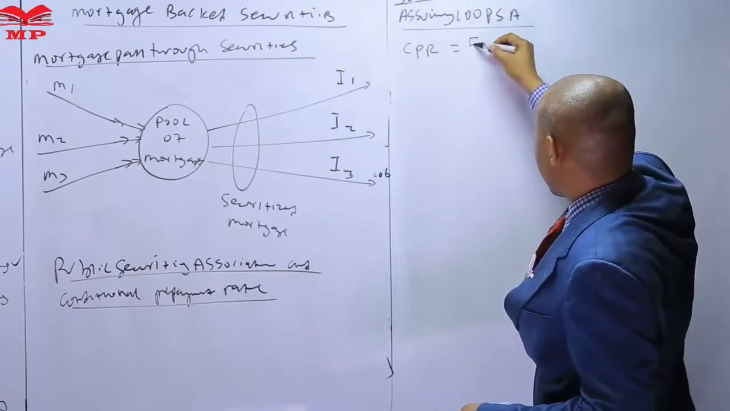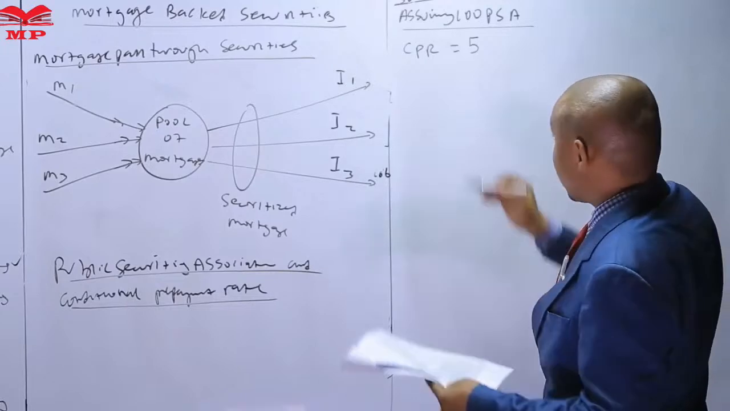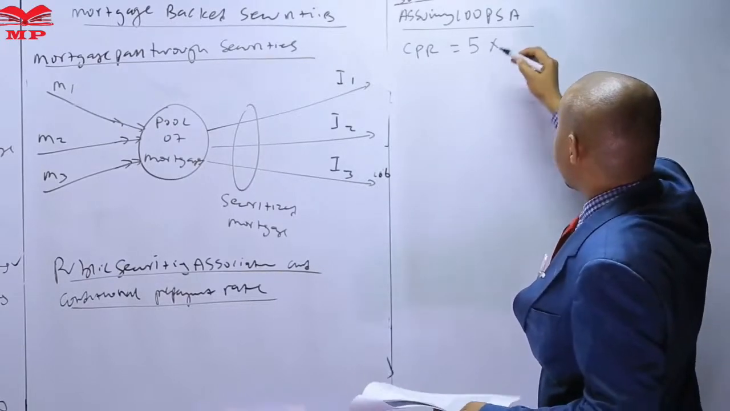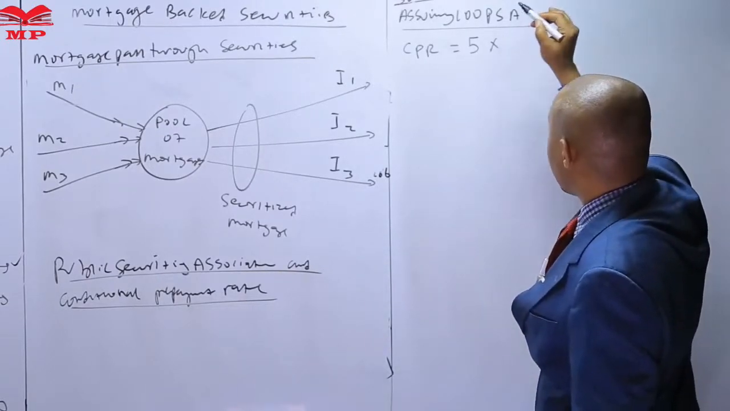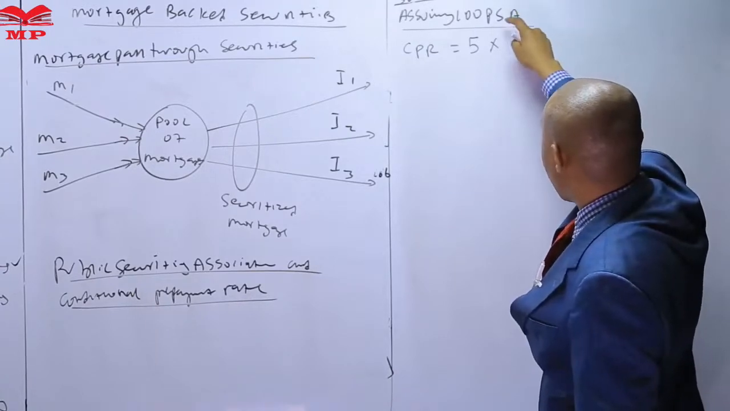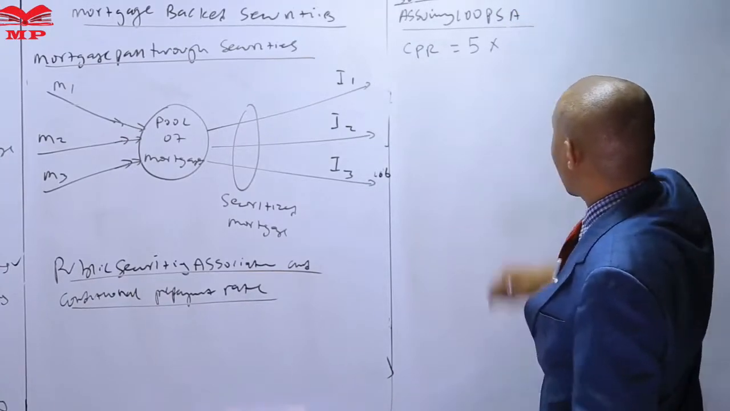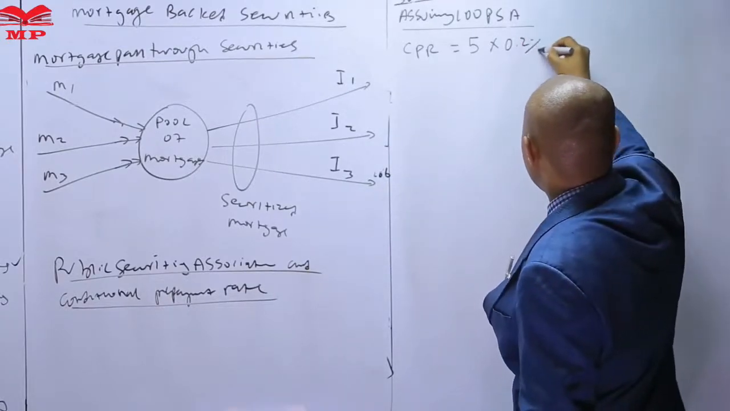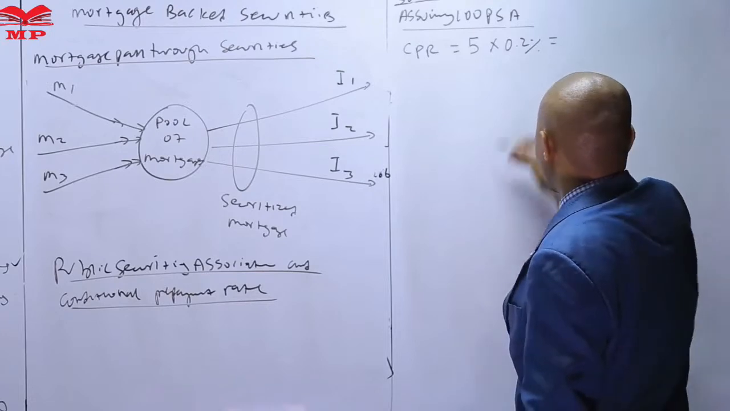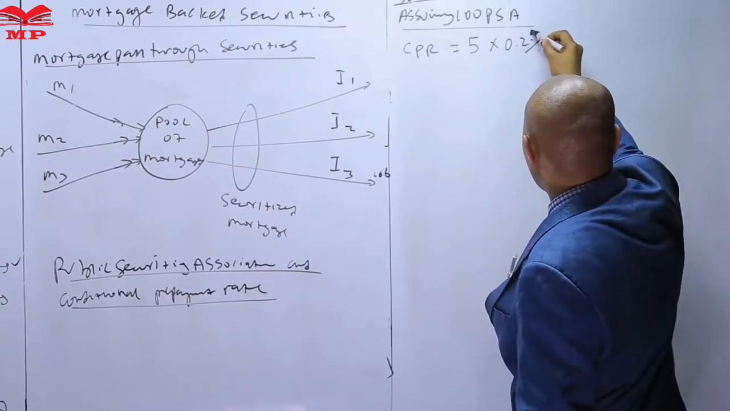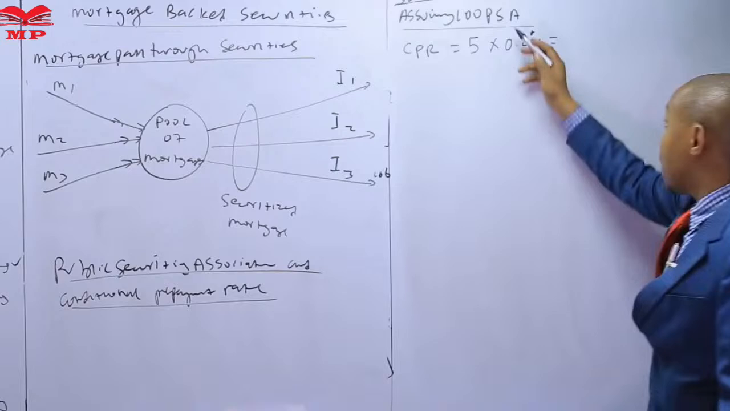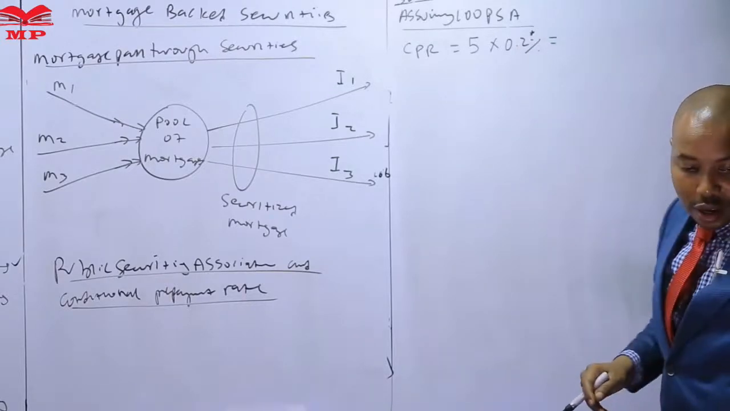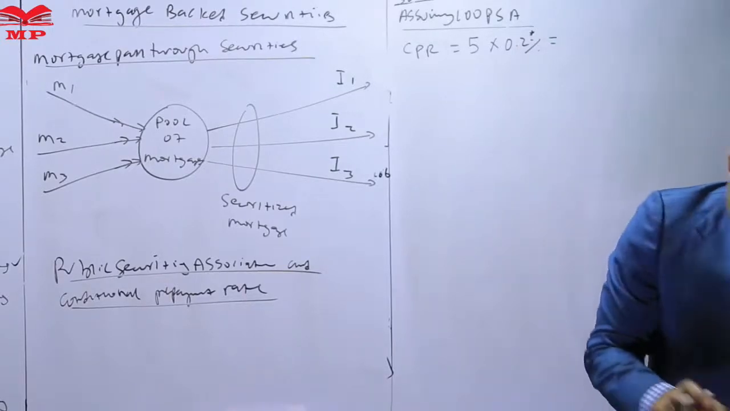We're computing for the 5th month. So this is the 5th month times the standard that is used in the investment community based on the Public Securities Association. So this is a constant. The value over here of 0.2% is a constant. How much do we get? This, which I've indicated with a star, is a constant as issued by the Public Securities Association.